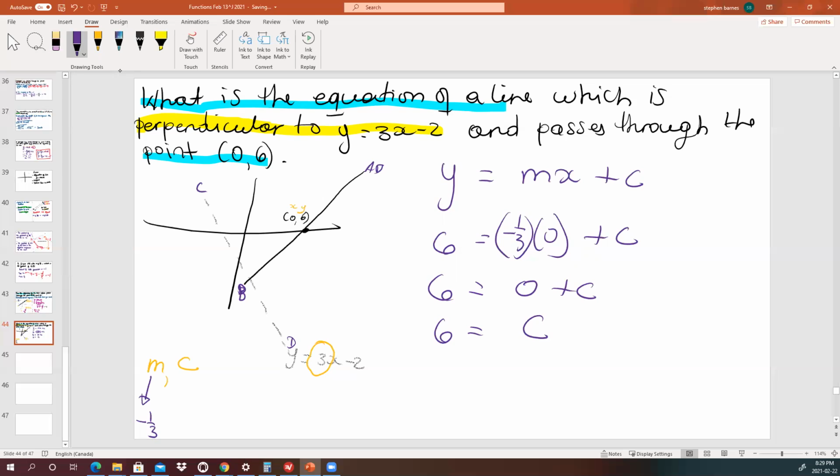So we found our c to be 6, which means that the equation of line AB, which is the line that passes through 0, 6, is y is equal to -1/3 x plus 6. Good? Questions?